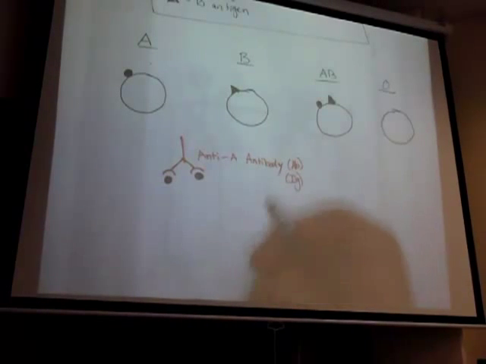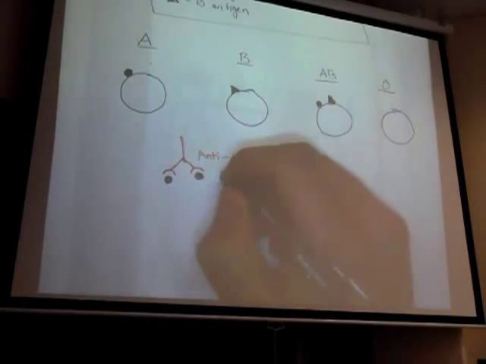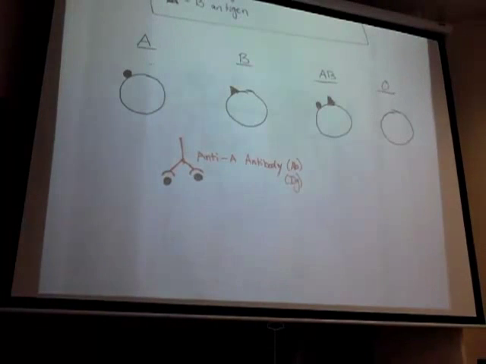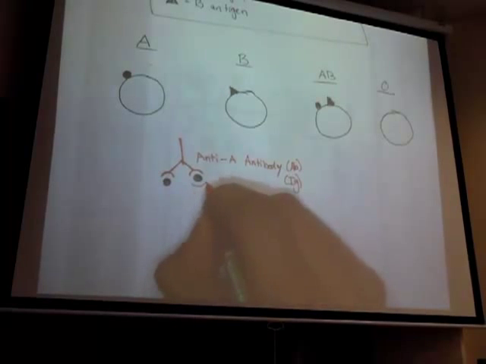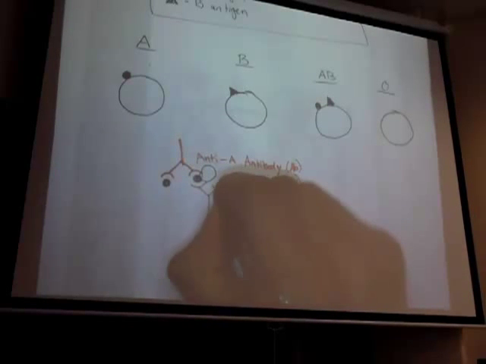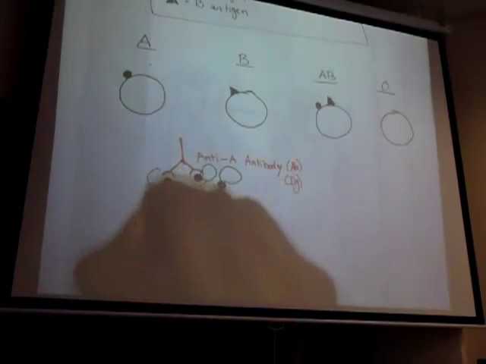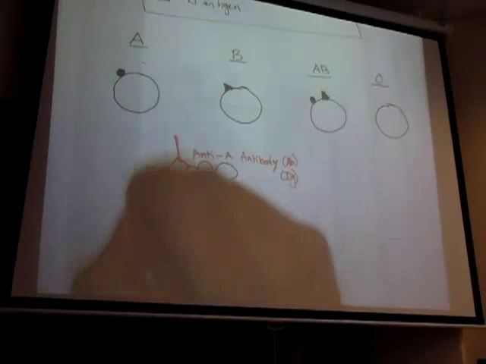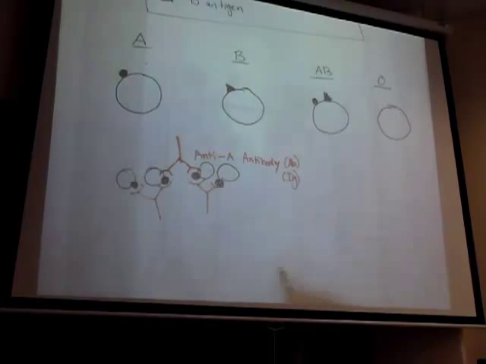Now, the A antigens, they're on the red blood cell. Let me see how I'm going to draw this. Let me draw another antibody first. So we put another one in here, just like this. And, okay, so the red blood cell would be like here. And then let's say we had another one over here on another red blood cell. And then here on a red blood cell. And then over here, etc. You can keep doing this over and over.